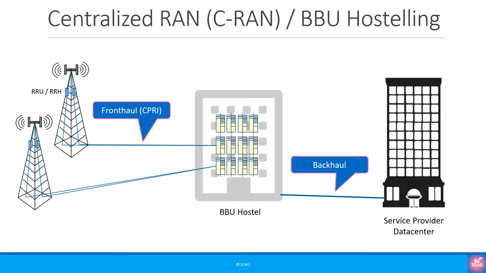The Centralized RAN approach would look something like this. While it is mandatory to have dark fiber for front haul, the backhaul could be any type.